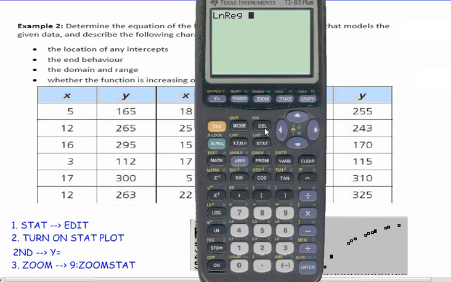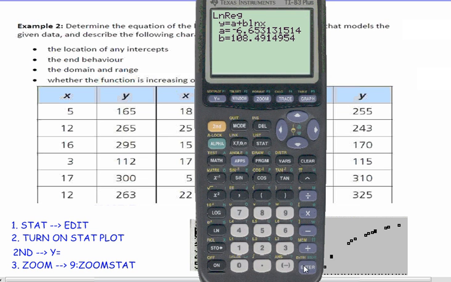Okay, now we don't push enter right away because what do we always want to include at the same time? Bars, over, enter for function, enter for y1. Now can we push enter? Yes. Good, so it gives me my regression equation.